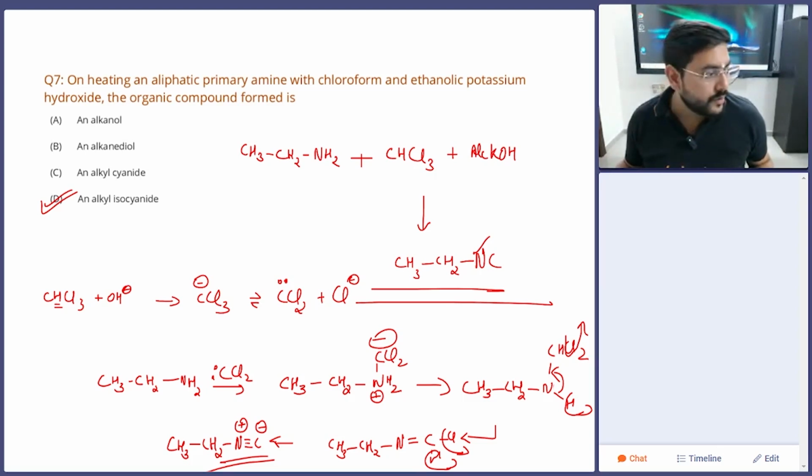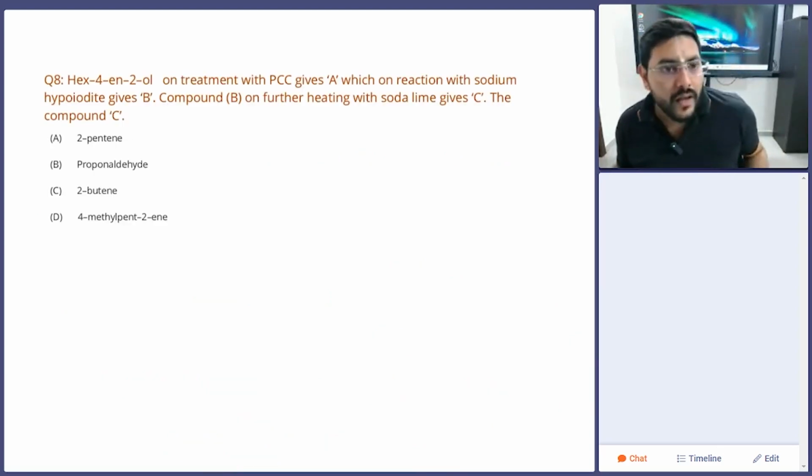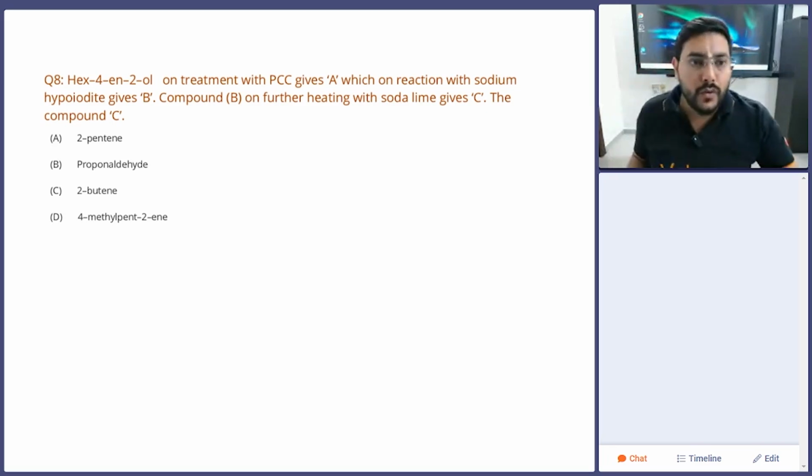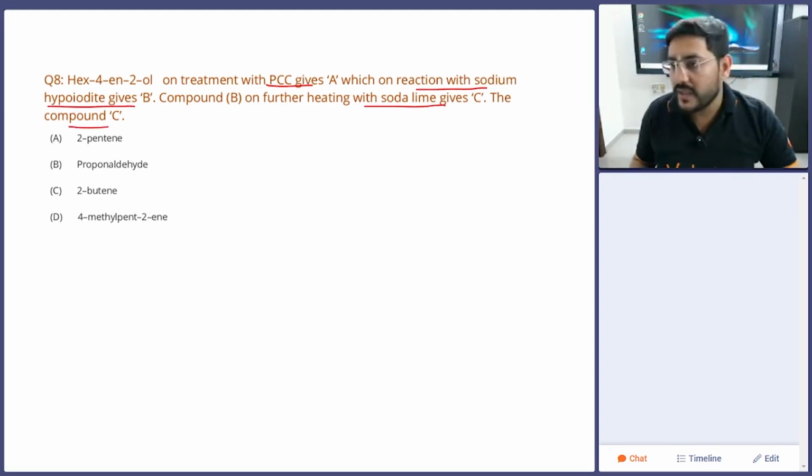Now going towards the next question. Hex-4-en-2-ol on treatment with PCC gives A. A on reaction with sodium hypoiodite gives B. B on further heating with soda lime gives C. What is compound C? It is a very simple reaction. In such questions, just make the structure. First of all, how many carbons are there? Six carbons, basically hex.